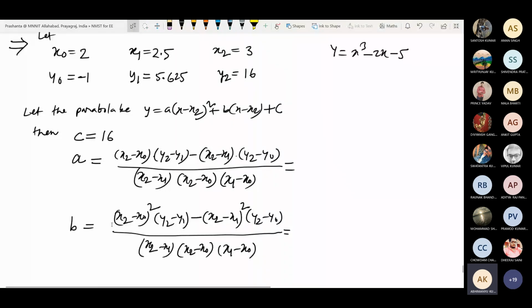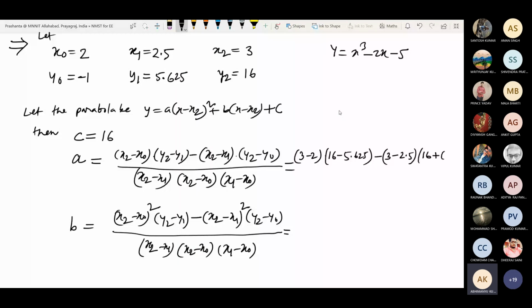So let me do it for you. What is x2? x2 is 3 and x0 is 2. So this will be 3 minus 2 into y2. y2 is 16 minus y1, 5.625, minus x2 minus x1. x2 is 3, x1 is 2.5, into y2 minus y0. y2 is 16 minus 1, so it will be plus 1.